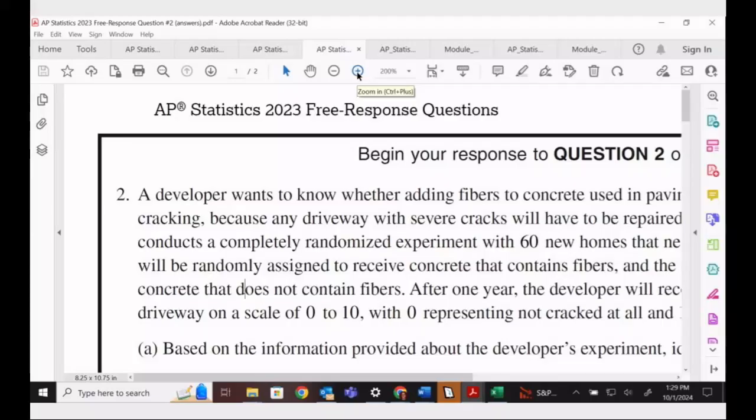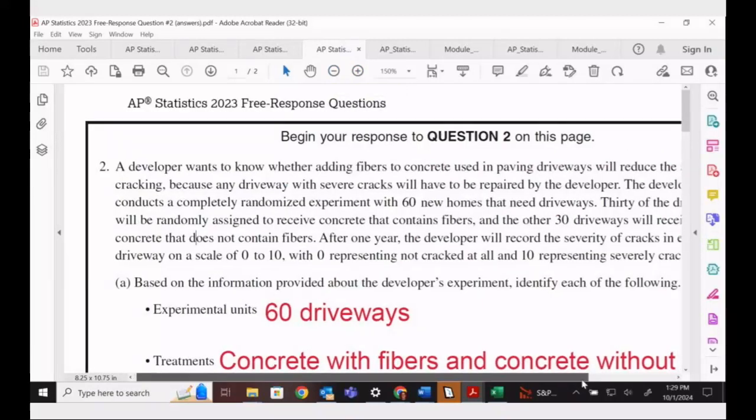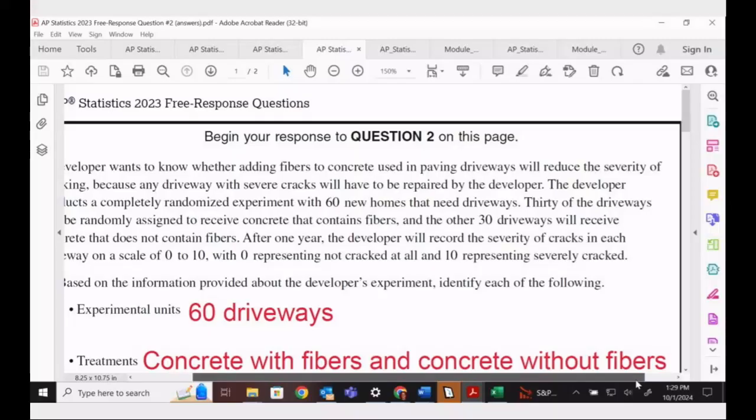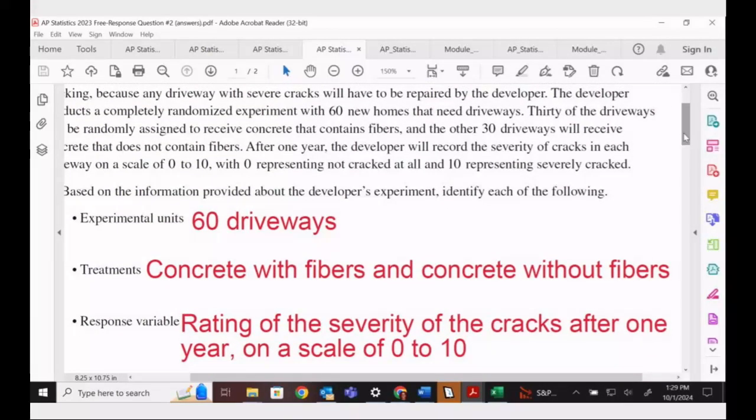Response variable. Think about exactly what would be recorded. What would be recorded? The rating of the severity of the cracks after 1 year. You can say on a scale of 1 to 10, but you do not have to. All right, so down at the bottom of the screen: rating of the severity of the cracks after 1 year on a scale of 0 to 10.